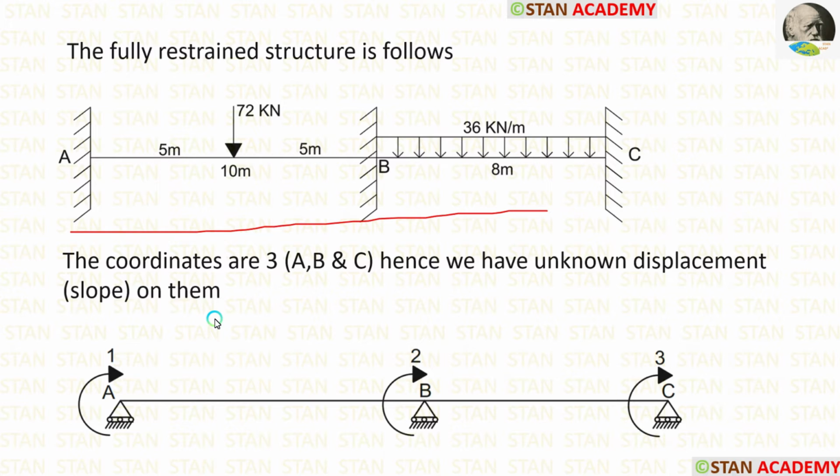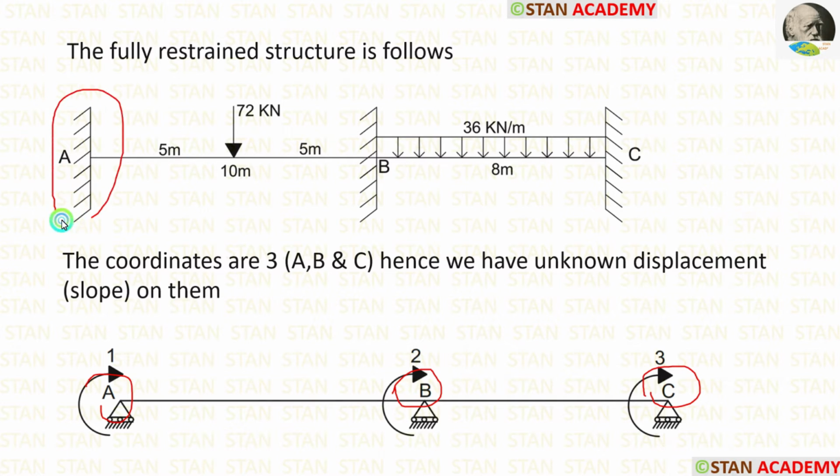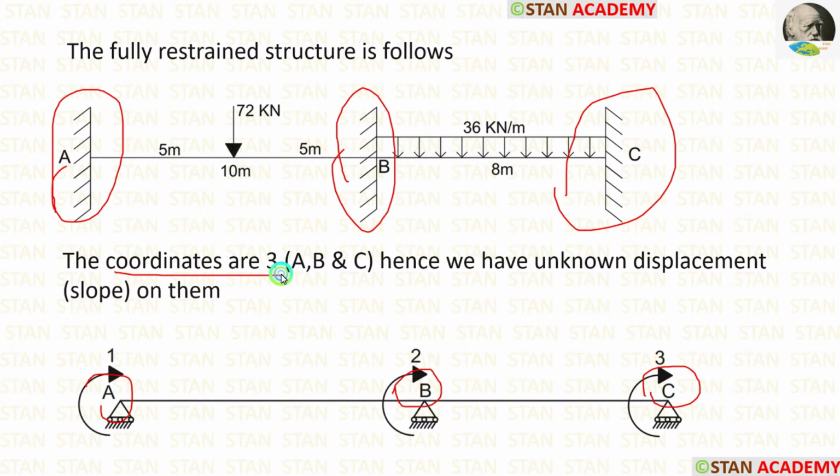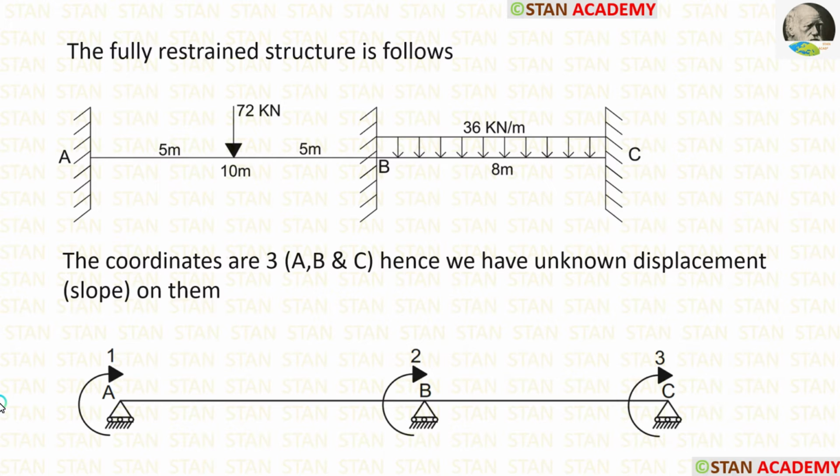Now let us make the coordinate diagram. In this analysis, we are having 3 coordinates. In the point A, in the point B, and in the point C, we are having the coordinates. Because in these points we had slope and we replaced the roller supports with fixed supports. So the coordinates are 3. The coordinates should be made in the clockwise direction. You can see that all of the coordinates are in the clockwise direction.